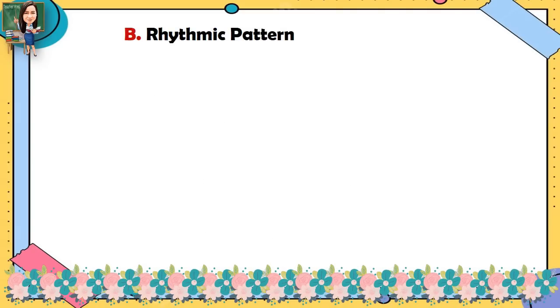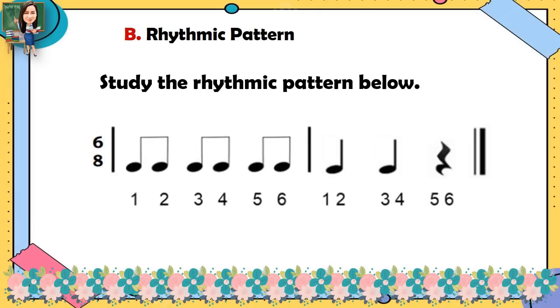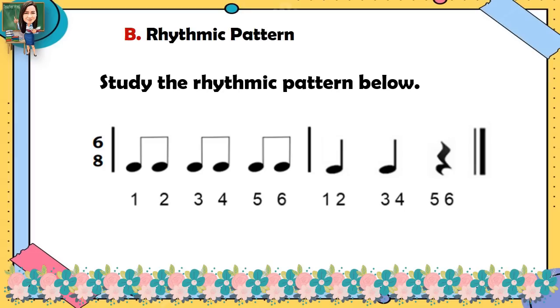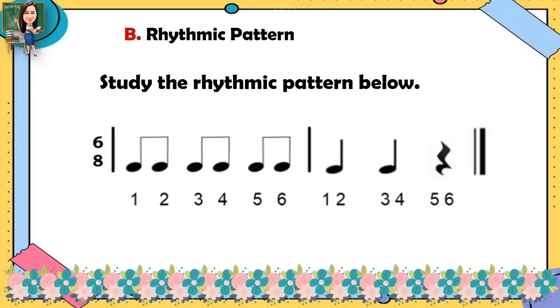Letter B, rhythmic pattern. Study the rhythmic pattern below. This is a 6/8 time signature, and there are 2 measures. In the first measure, there are 6 eighth notes. In 6/8 time signature, an eighth note receives 1 beat. So that means, in this measure, there are 6 beats.